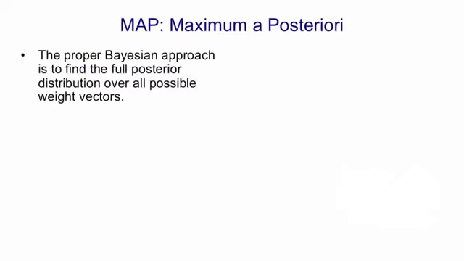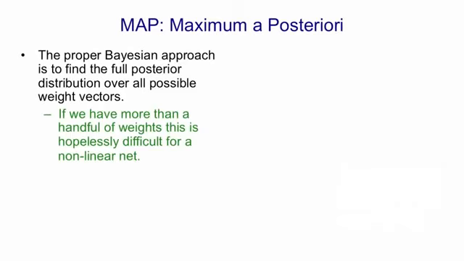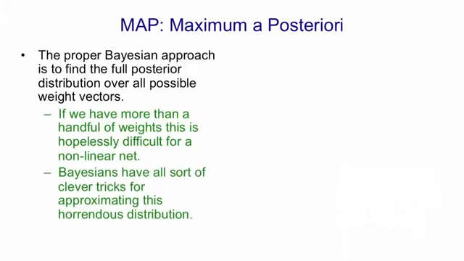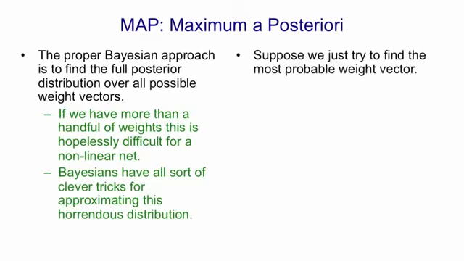So the proper Bayesian approach is to find the full posterior distribution over all possible weight vectors. If there's more than a handful of weights, that's hopelessly difficult when you have a nonlinear net. Bayesians have a lot of ways of approximating this distribution, often using Monte Carlo methods. But for the time being, let's try and do something simpler. Let's just try to find the most probable weight vector. So the single setting of the weights that's most probable, given the prior knowledge we have, and given the data.